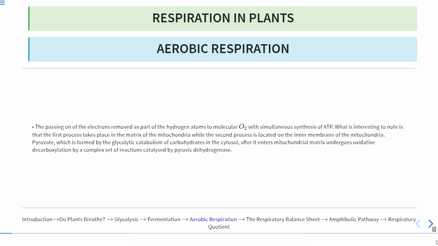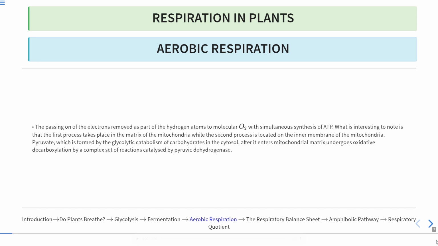Okay, so where is the first process taking place? In the matrix of the mitochondria, the liquid substance that is present inside the mitochondria, which is called the matrix. And where does the second process take place? That is the synthesis of ATP. It takes place at the inner membrane of the mitochondria, right?